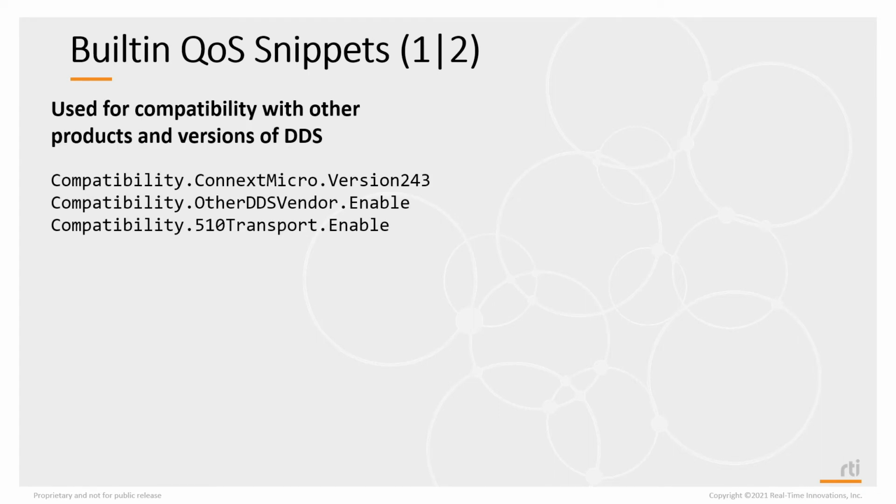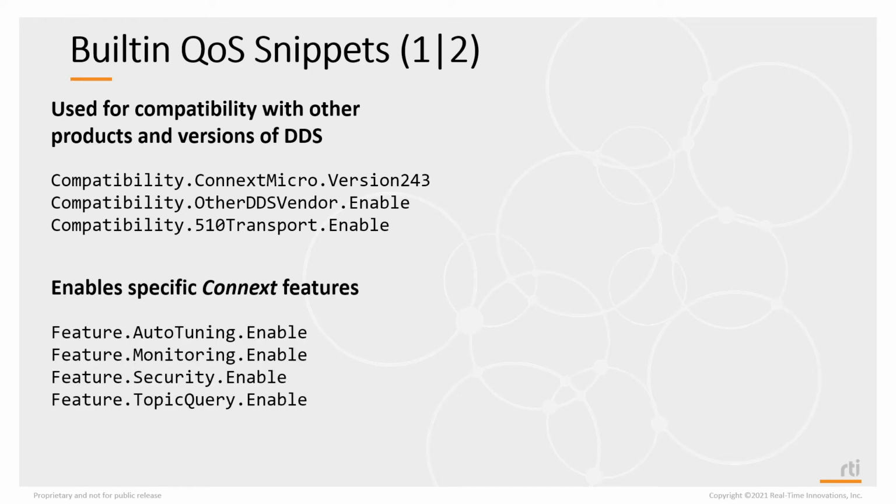And what are the categories of snippets that are provided? Well, one is to enable your QoS profile to be compatible with other products and other implementations of DDS. Another one is to enable specific Connext DDS features. So for example, monitoring. If you want to enable your application to be monitored with the RTI Monitor tool, then you could just include the snippet feature.monitoring.enable. If you want to enable topic query, you can just enable that by composing your QoS from the feature.topicquery.enable snippet.